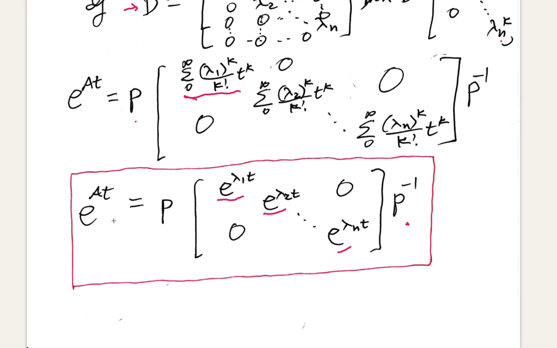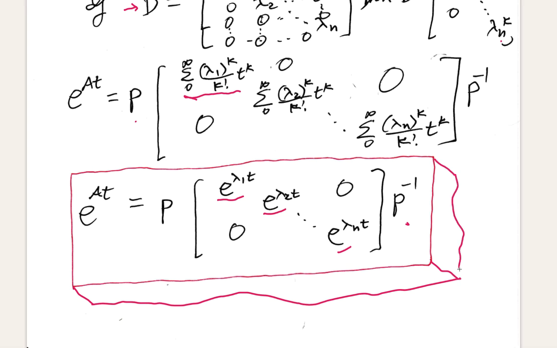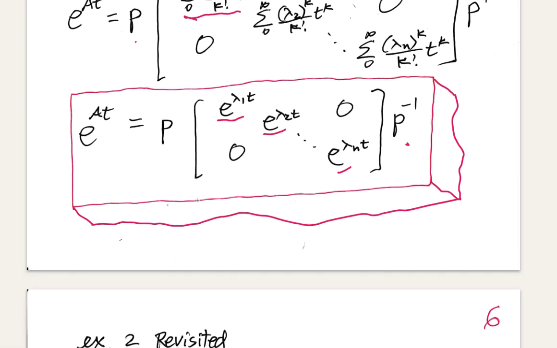That's what e to the At is. Ta-da! Okay, so we've now defined how to compute a matrix exponential. Let's give it another dimension here. Now we're going to apply this to a problem. Now, this is assuming it's diagonalizable.